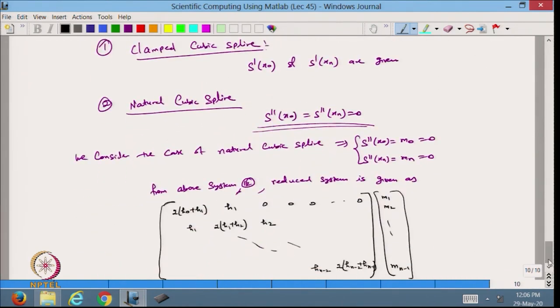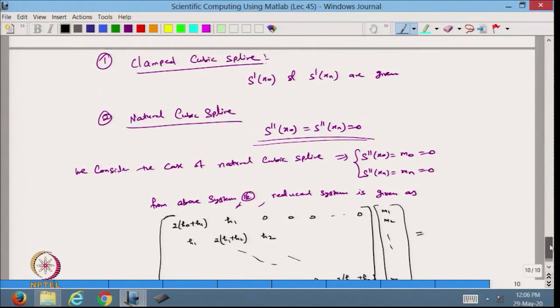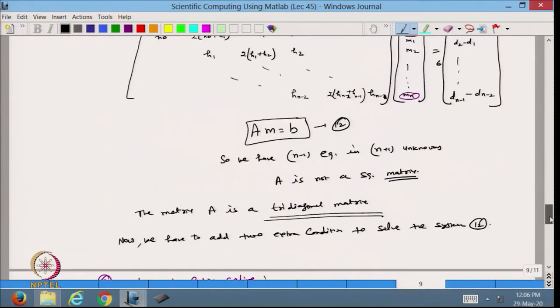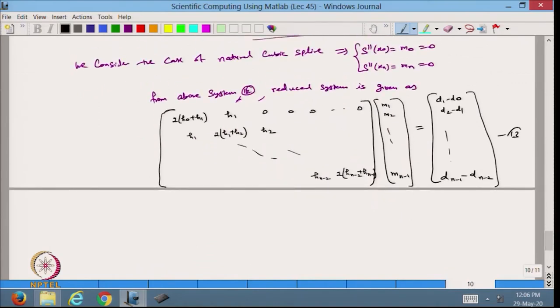Now from here you can say that this is equal to the corresponding condition d1 minus d0, d2 minus d1, and in the end I will get dn minus 1 minus dn minus 2. So it is equation 12, it is 13. Now we have the reduced system. So this is my A, n minus 1 cross n minus 1.